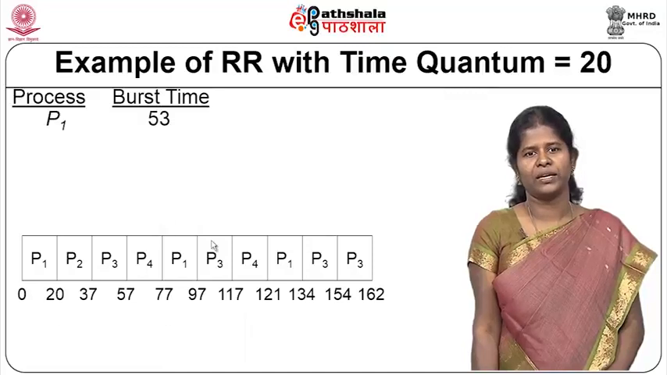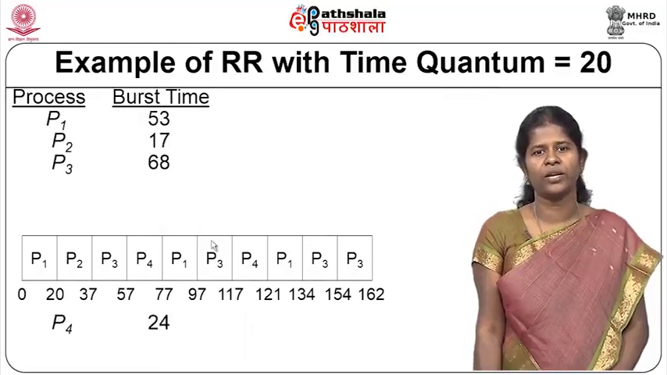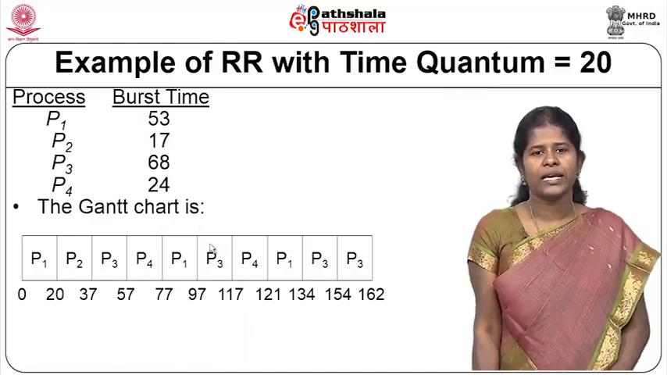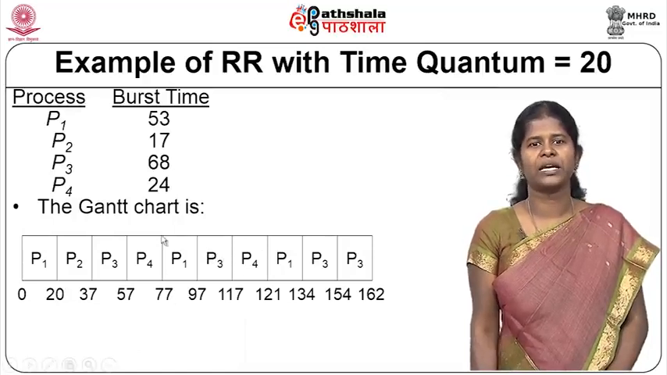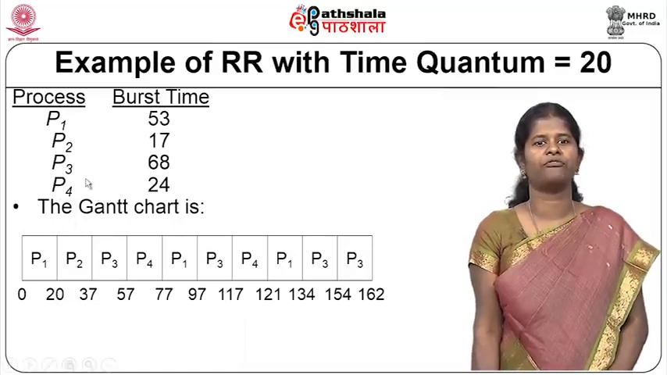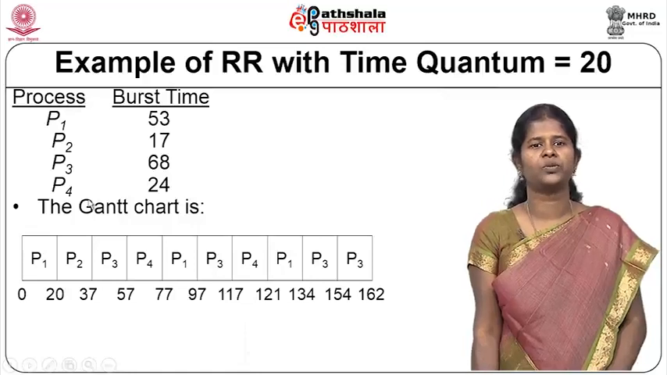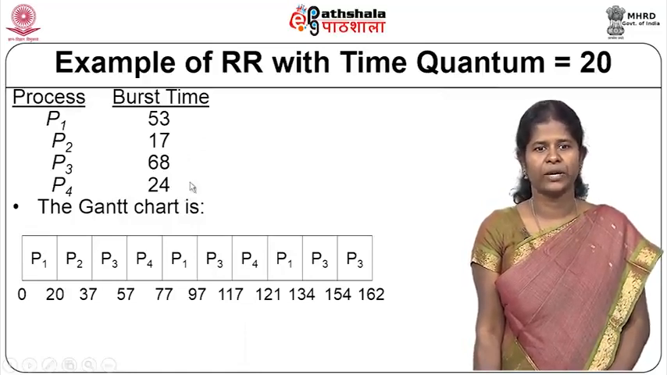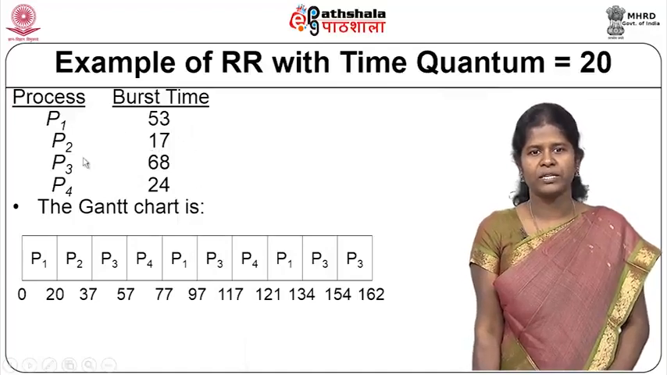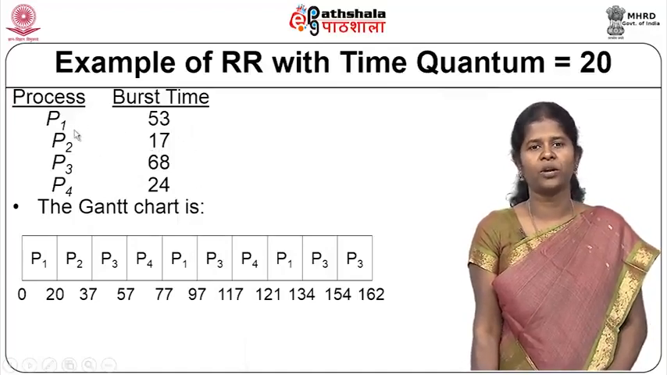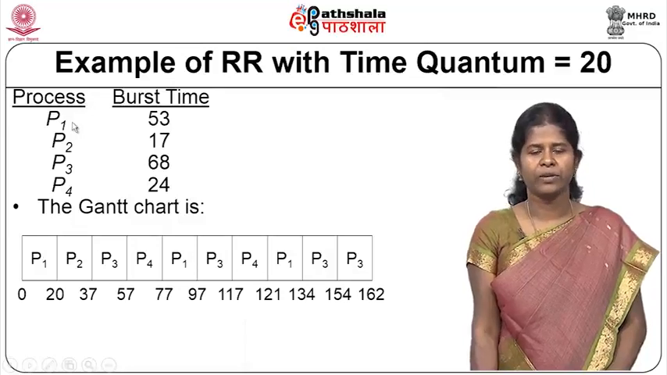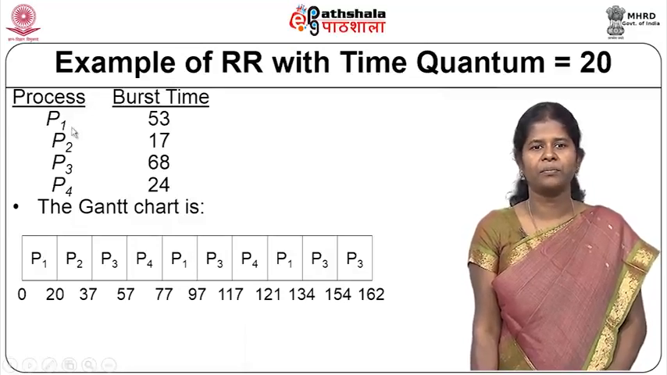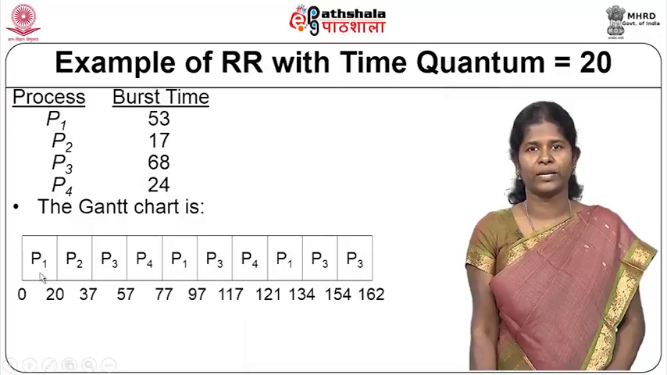So, now we can see how round robin scheduling works for this example where the time quantum is taken as 20 milliseconds. There are 4 processes P1, P2, P3 and P4, the burst time for each process is given, and the time quantum is 20 milliseconds. Depending on whoever has arrived first, they will be given the CPU first, and here P1 is first, so P1 is given the CPU first.